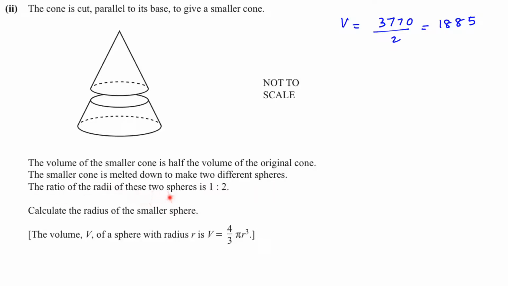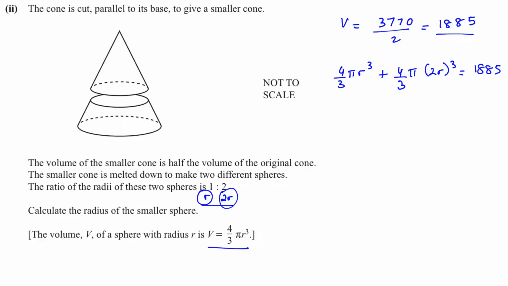The ratio of the radii of these two spheres is 1:2. So if the radius of one sphere is r, the other sphere will be 2r. The volume of a sphere is found by 4/3 pi r cube. So if we add these two spheres together, we will get this volume, 4/3 pi r cube, in this case our radius is r, plus 4/3 pi 2r cube is equal to 1885.